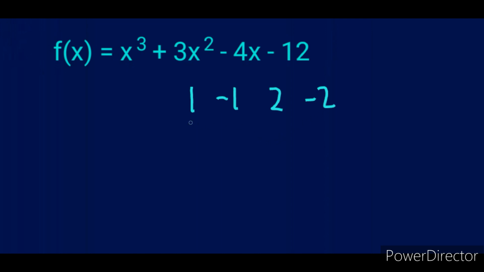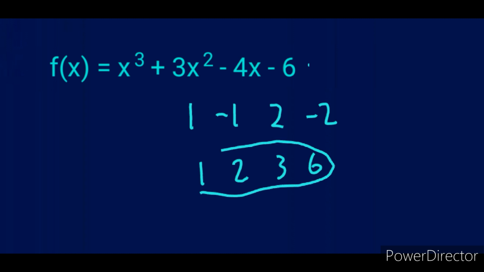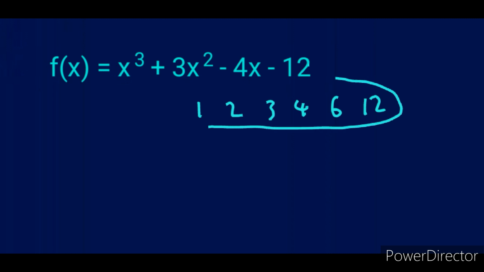But do we have to test all the numbers? We don't necessarily have to test all the numbers. We only have to test the factors of the constant. So, for instance, if it ended with a 6 instead of a 12, we'd have to test 1, 2, 3, and 6, since these are the factors of 6. So we have to test their positive and negative values and see which one will give us 0. In this particular case, we have to test 1, 2, 3, 4, 6, and finally 12, and their positive and negative values.